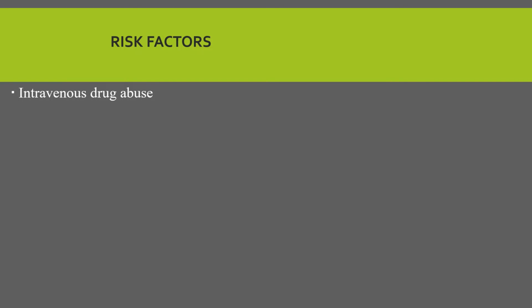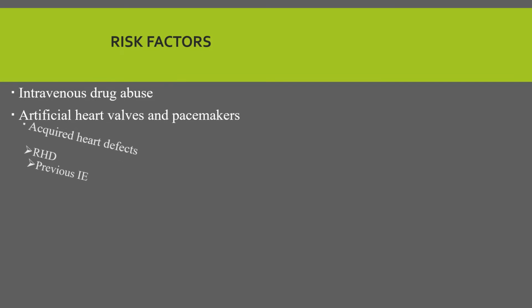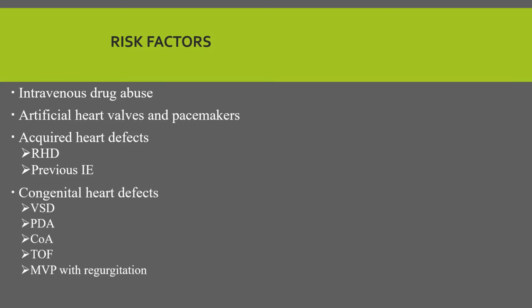Regarding risk factors, there are different risk factors for infective endocarditis: intravenous drug abusers, artificial heart valves and pacemakers, acquired heart defects such as rheumatic heart disease and previous infective endocarditis, and congenital heart defects with lesions where there is turbulent blood flow because of a hole or stenotic orifice, such as VSD, PDA, coarctation of aorta, tetralogy of Fallot, and mitral valve prolapse with regurgitation. And also intravascular catheters are risk factors.